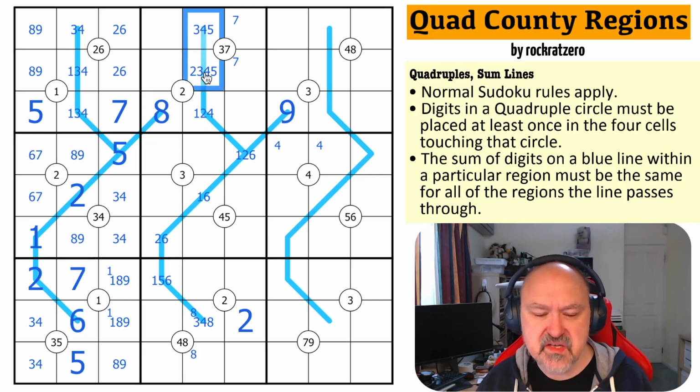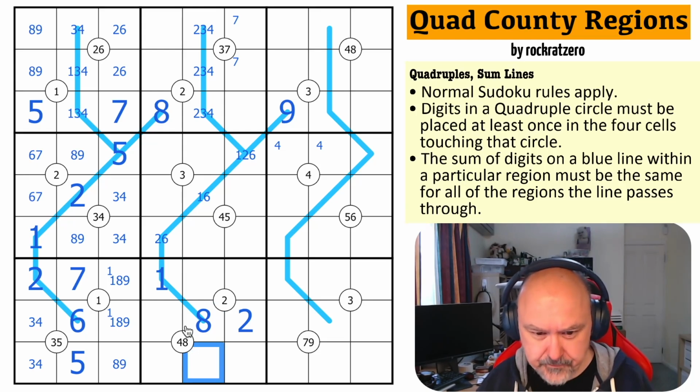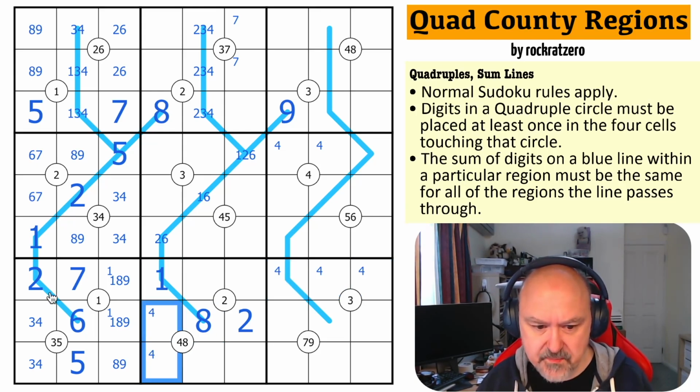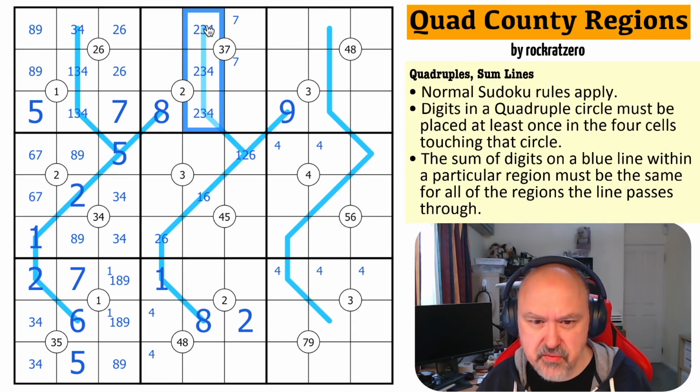So this is 2, 3, 4. Let's just do that. So there's no 3, 4 here. This is the 8. This is the 1. There's no 8 here. The 4 is in here, which means the 4 is up here somewhere, because the 4s can't be there or there because of the quadruple and the 3, 4 pair. Okay, so this is 2, 3, 4. So 3 is down here. 4 is down here.